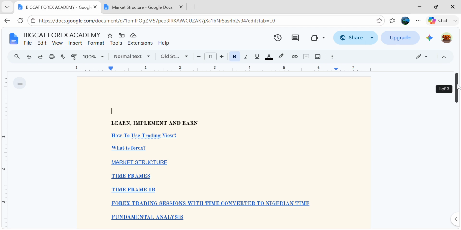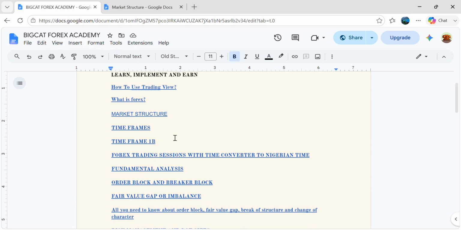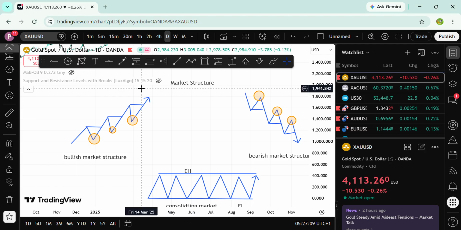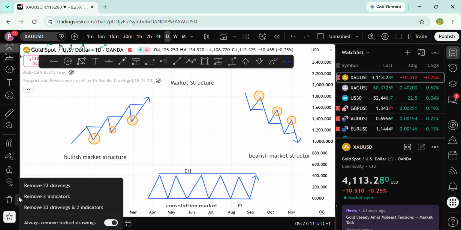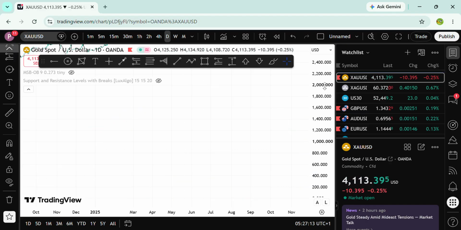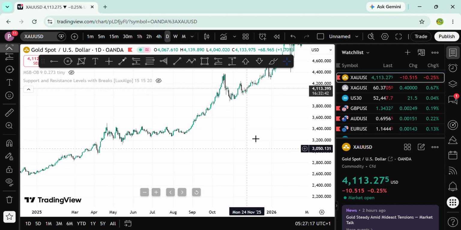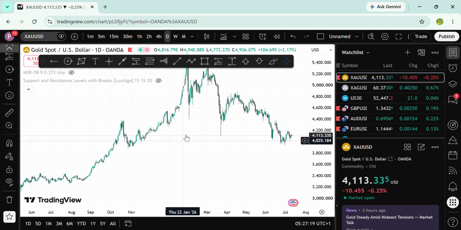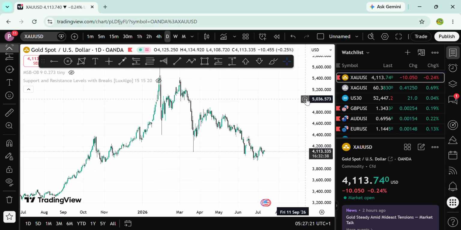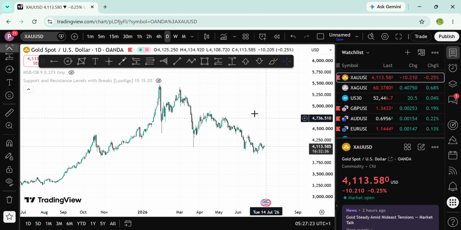Talking about time frame. Time frame is very important, it's very essential in the Forex chart. It is essential in the sense that if you don't know what you are doing within your time frame, you won't know what you are doing in the Forex chart.